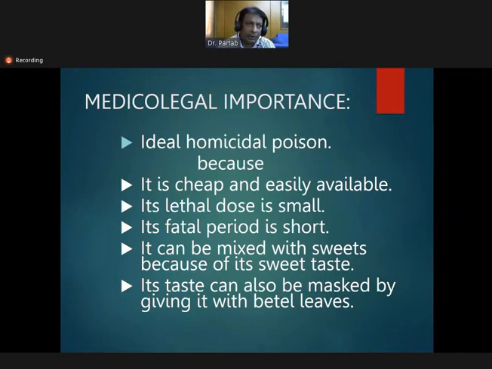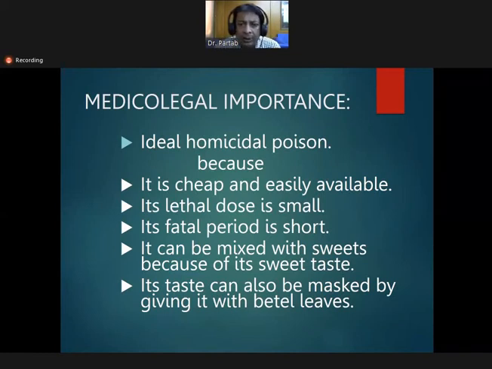Medicolegal importance, ML importance: an ideal homicidal poison. It is very sweet in taste, as I said earlier. These are the merits: a very small dose can prove lethal, but it is not easily available. In olden times it was easily available, but nowadays in urban areas it is not, so it takes the second position.